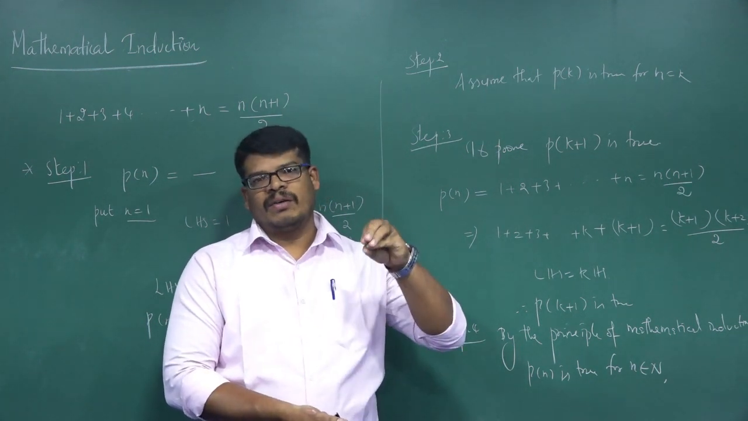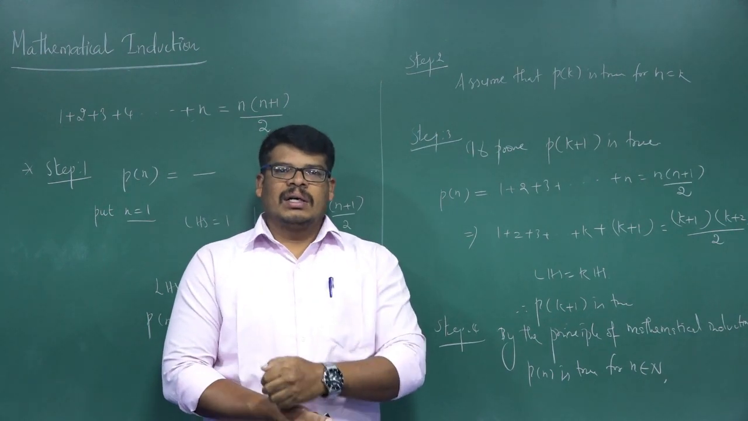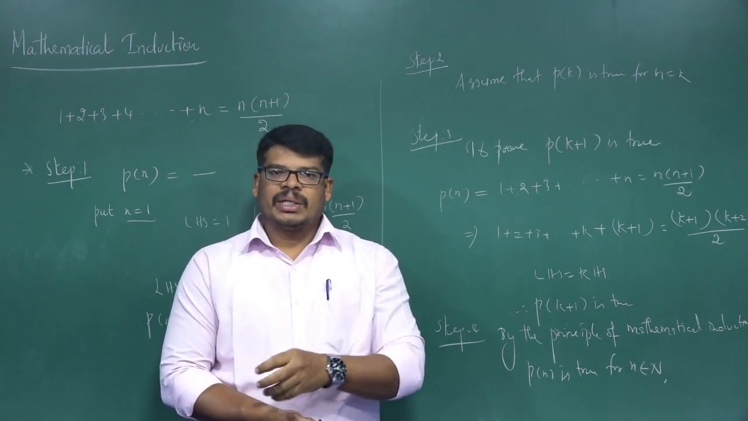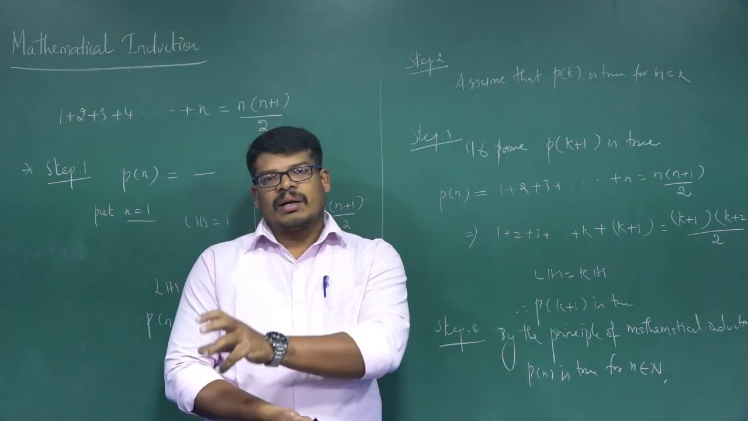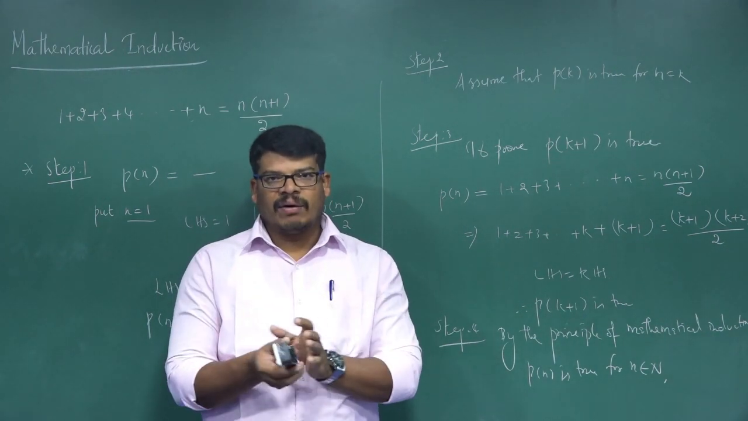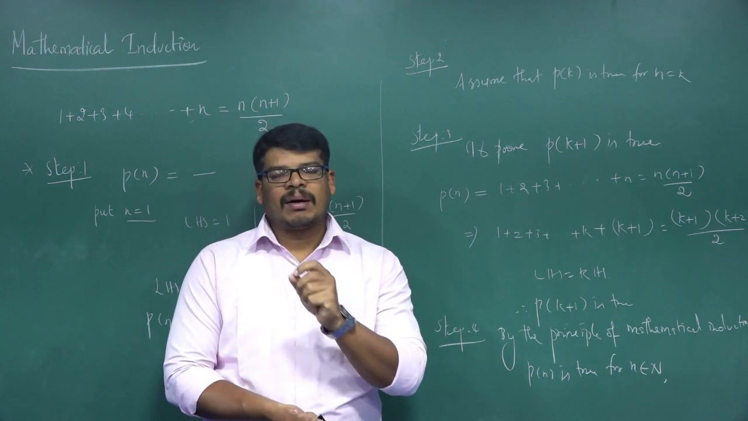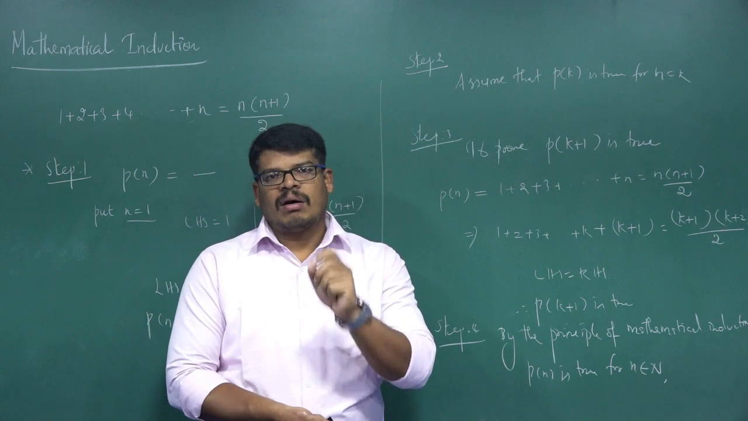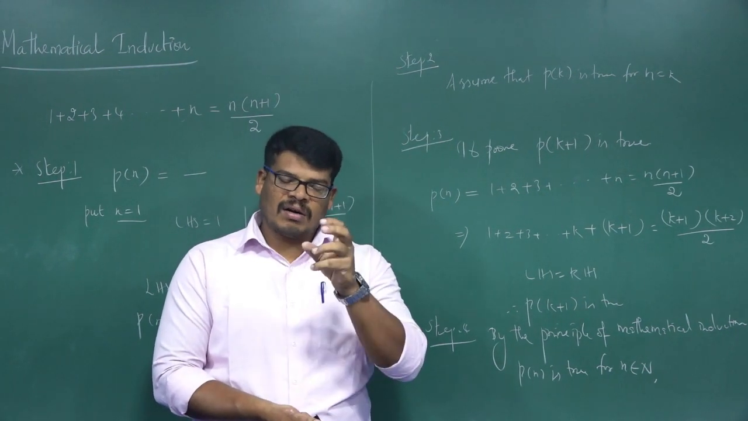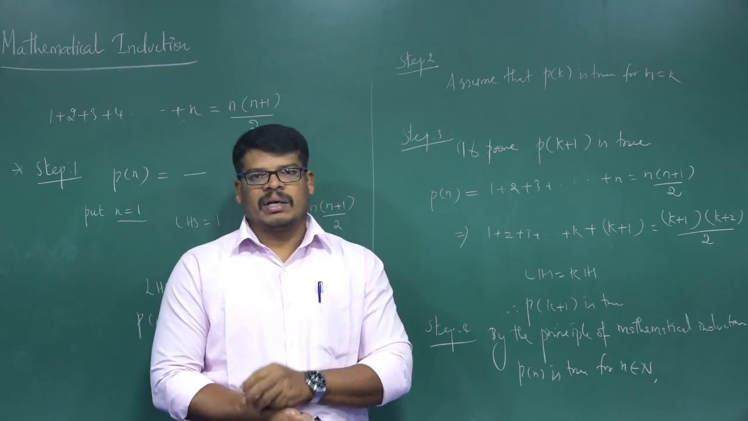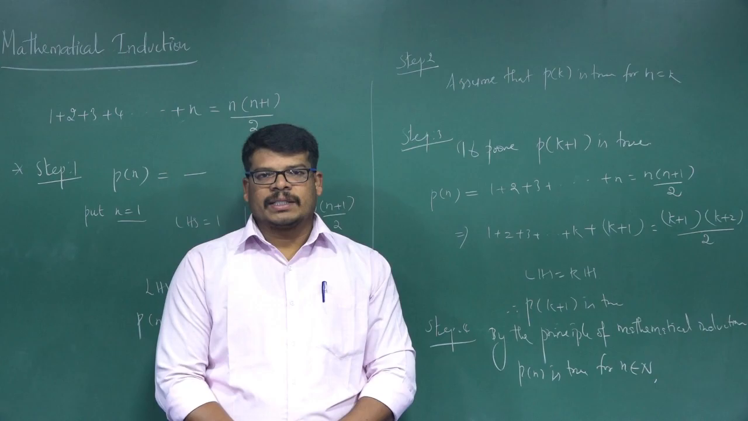Now, substituting P of k: P of k is 1 plus 2 plus 3 and so on, equal to k into k plus 1 by 2. Substituting P of k plus 1, we prove LHS equal to RHS. LHS and RHS are equal, therefore P of k plus 1 is true. And step 4 is, by the principle of mathematical induction, the statement is true for all natural numbers n. That is the principle of mathematical induction.